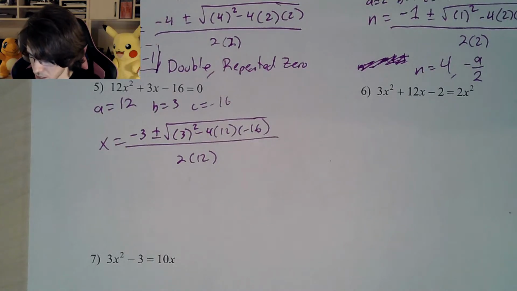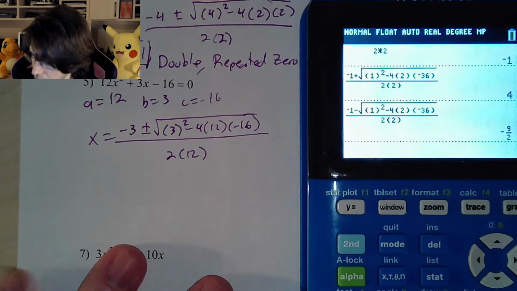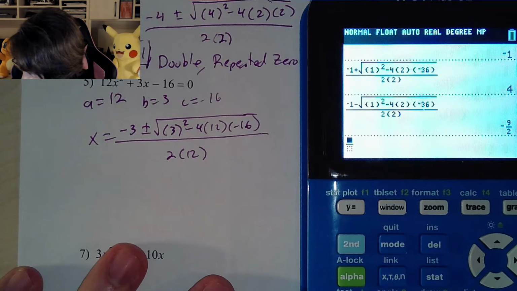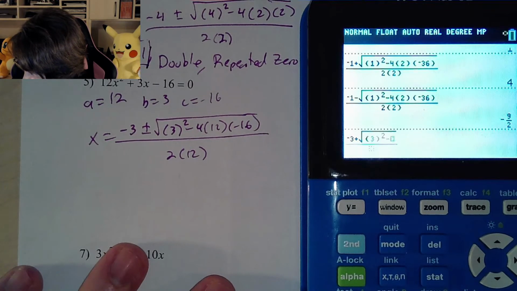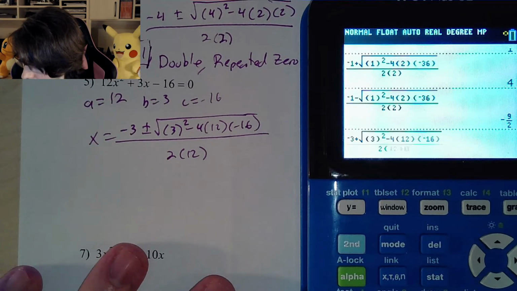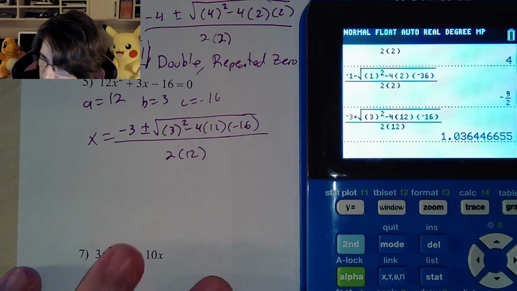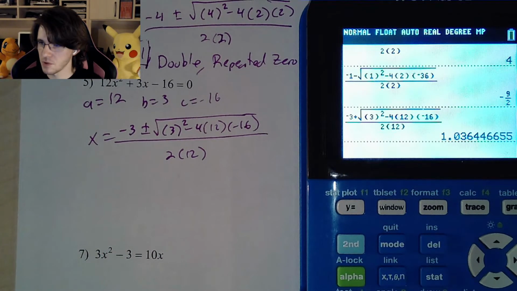If you were to plug this into the calculator, I'm just going to go ahead and do that. So we're going to go alpha y equal enter, and we got -3 plus square root, and we got b squared minus 4ac all divided by 2a. If you hit enter on this, you get this infinite decimal that goes on forever.